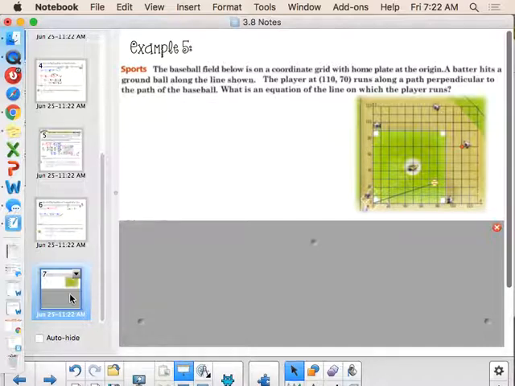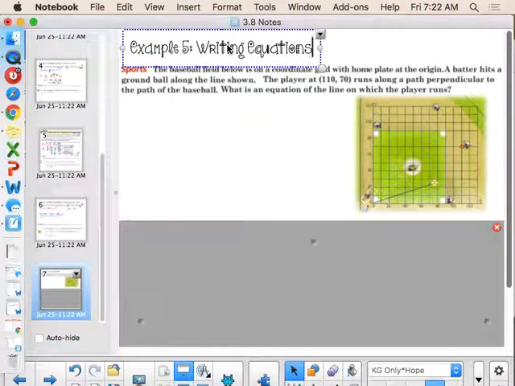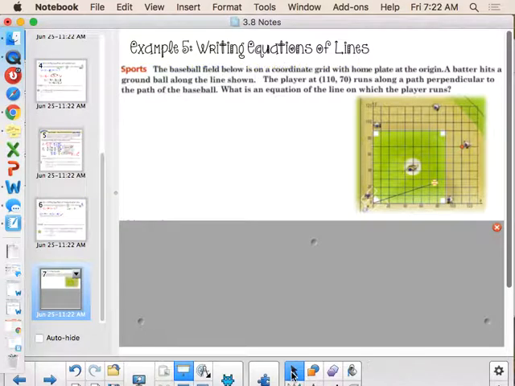The image is a little bit hard to see on my screen, so make sure you're looking at the picture on your notes. So the baseball field below is on a coordinate grid with a home plate at the origin. A batter hits a ground ball along the line shown. The player at (110, 70) runs along a path perpendicular to the path of the baseball. What is an equation of the line on which the player runs? All right, so we need to write essentially a perpendicular equation containing the point (110, 70).